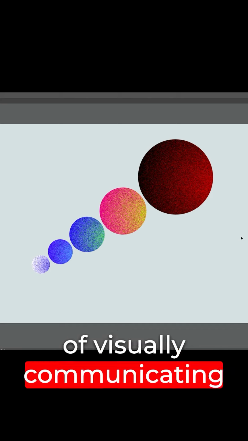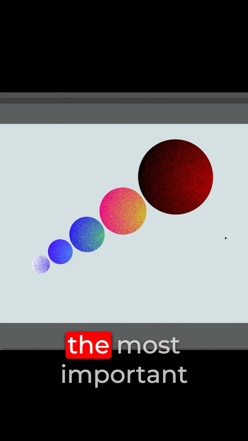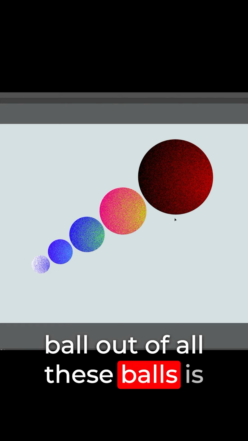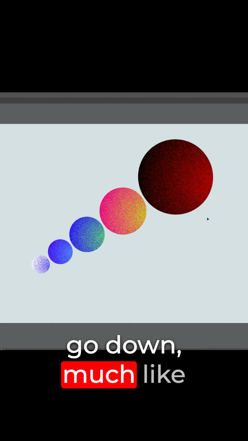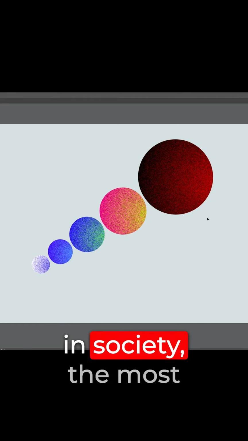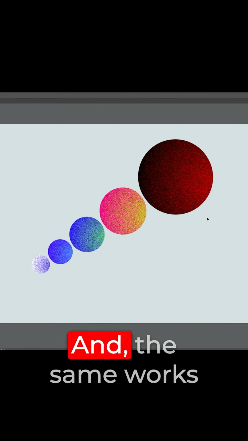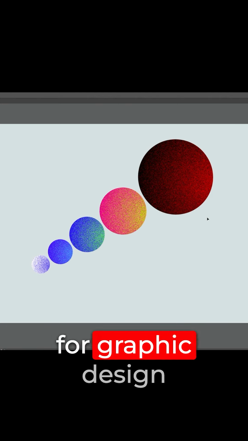Now this is a great way of visually communicating importance. From this image you can gather that probably the most important ball out of all these balls is the red and black one. And then as they go down, much like hierarchical structures in society, the most important ball is the biggest. And the same works for graphic design as well.